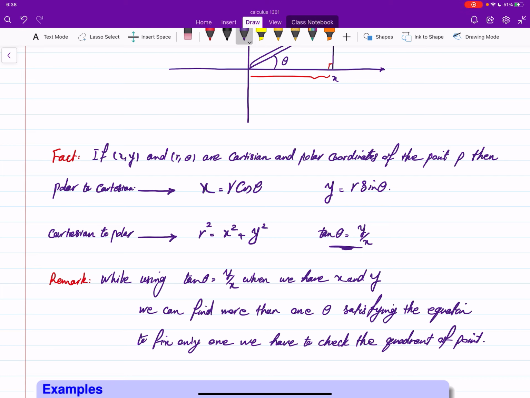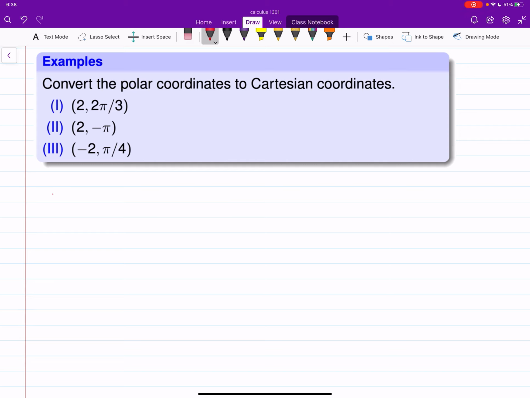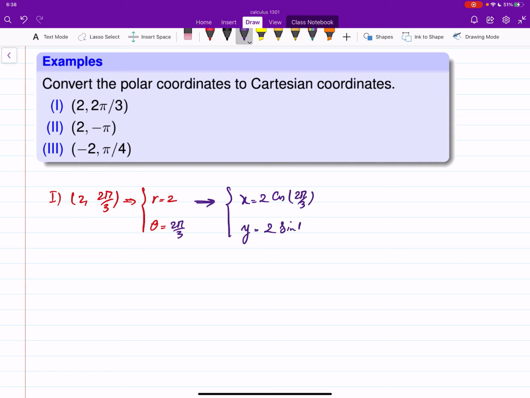Let's do an example. Going from polar to Cartesian is easy because if you know the point in polar, then right away you know what r is and what theta is. In this case, theta is 2 pi over 3. Then you can find x as r cosine theta, 2 cosine of 2 pi over 3, and y as 2 sine of theta.